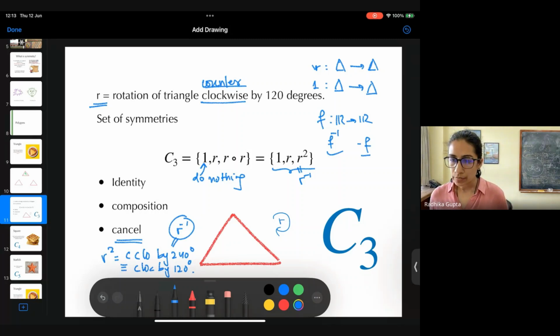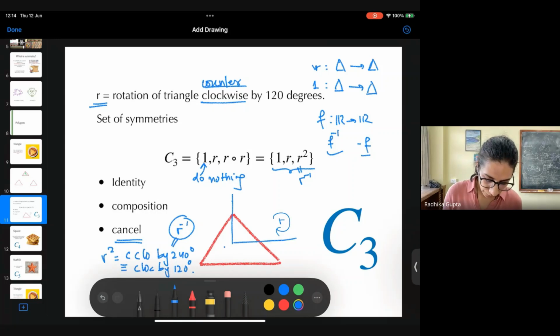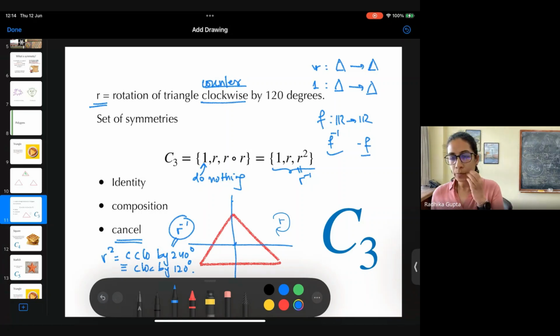Is R like cube root of unity? Yes. If I were to actually put this in the Euclidean plane, an equilateral triangle, then yes, these rotations will correspond to cube roots of unity. If you're thinking in terms of complex e to the I theta, then this I theta is basically a cube root of unity.